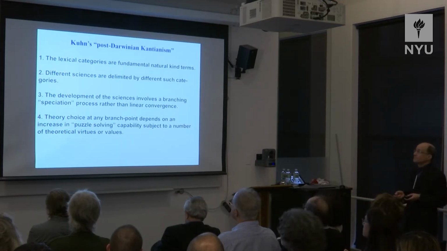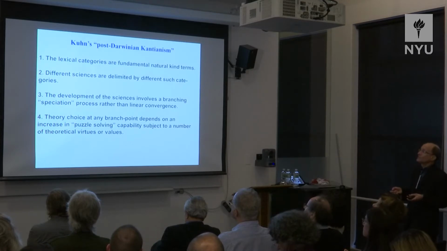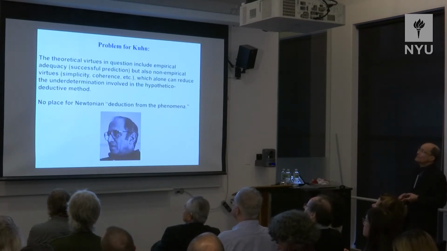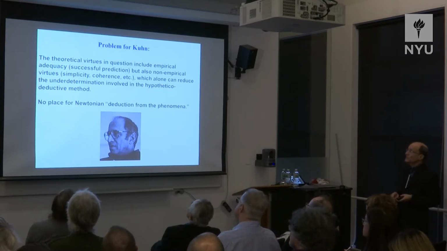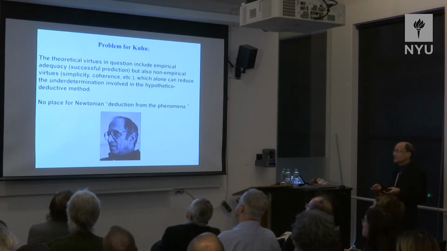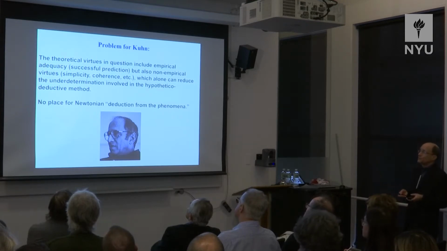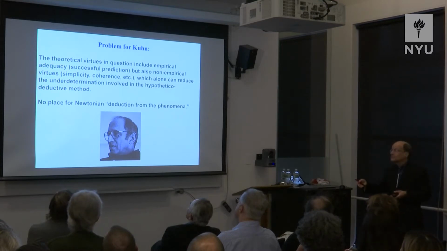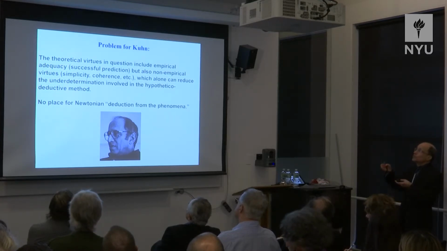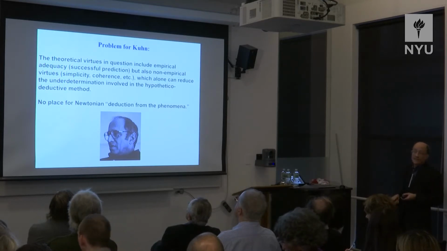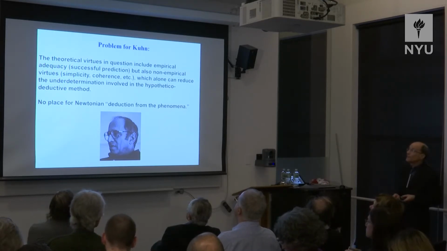Okay, so to say what the problem is, I'm going to say a little bit more about what those values are. The theoretical virtues include empirical adequacy, successful prediction, but also non-empirical virtues such as simplicity, coherence, etc., which alone can reduce the underdetermination intrinsic to the hypothetico-deductive method. If all you have are predictions, the prediction is successful, you try to infer that the theory is correct, that's a very underdetermined inference. So people who think this way want to add these non-empirical values to narrow down the underdetermination.